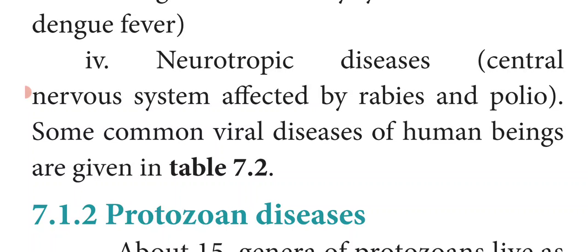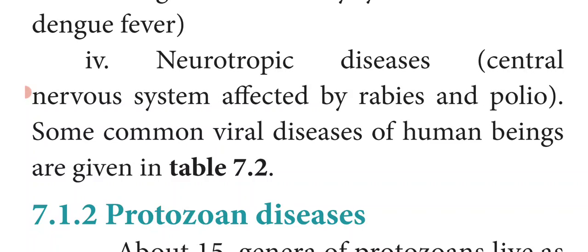Next is neurotrophic diseases. Neurotrophic diseases mean mainly the central nervous system, that is the brain, gets affected by rabies and polio. So these diseases, rabies and polio, mainly affect the brain, that is the central nervous system.